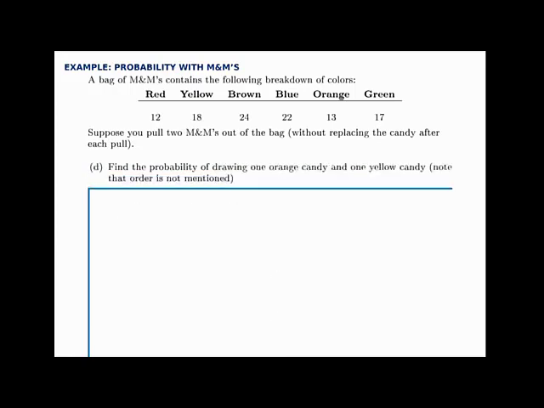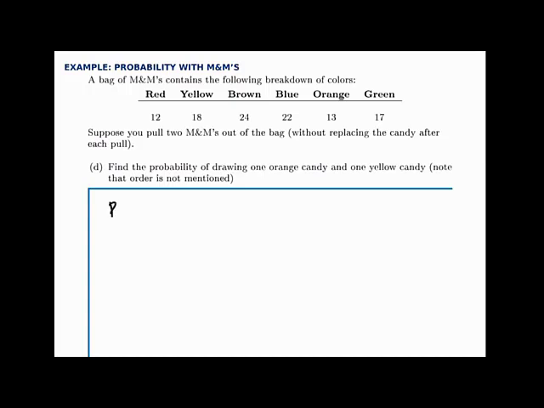For the last part, we're going to find the probability of drawing an orange and a yellow. Now this looks a lot like part B, where we drew a brown and a blue, but in part B, we were given an order specifically, blue then brown. In this case, notice carefully that order is not mentioned. It's just the probability that one of them is orange and one of them is yellow, which is easy to miss. But what we need to keep track of is that we could draw orange then yellow, or we could draw yellow then orange. And notice the word or tells us we're going to add the 2 probabilities together.